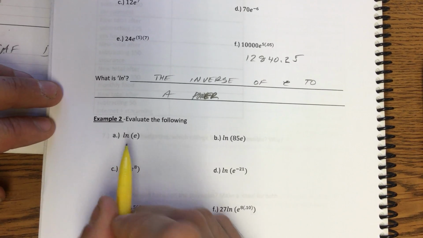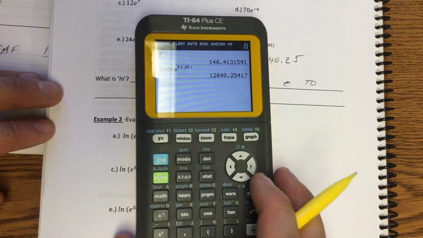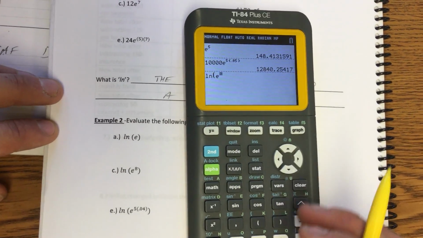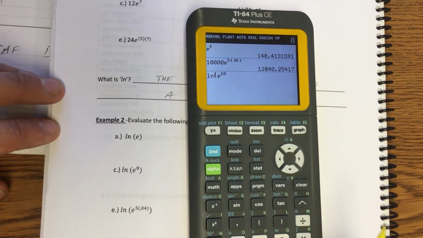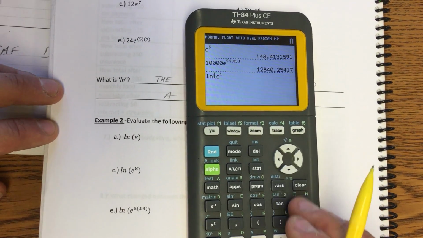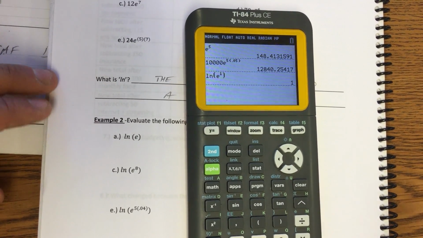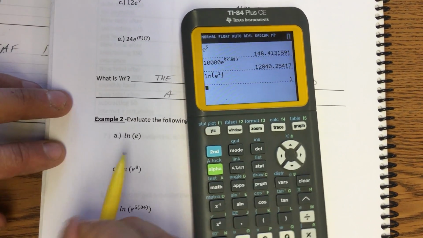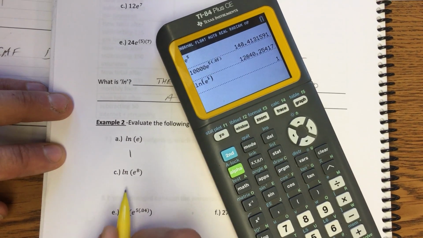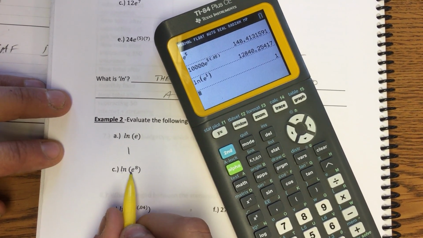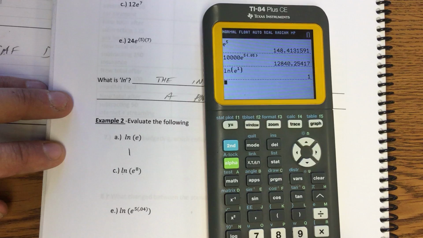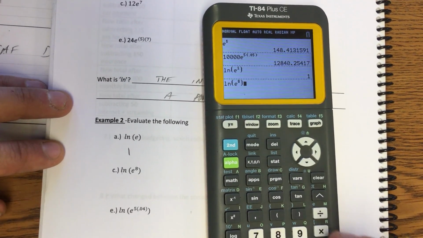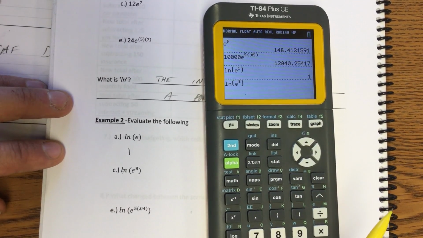So if we take natural log of e, we type it in exactly the way it looks. Sorry about the glare, so I'll slide it over. Natural log of e, and that's to the first power. If it's not written, it's implied to the first. Boom, it's just going to give us 1. What essentially happens here, the natural log and the e cancel, and you're left with your power. What I mean by that is, let's look here at C. Natural log of e to the 8th. Well, if it cancels our e and we're left with the power, natural log of e to the 8th should just give me 8.